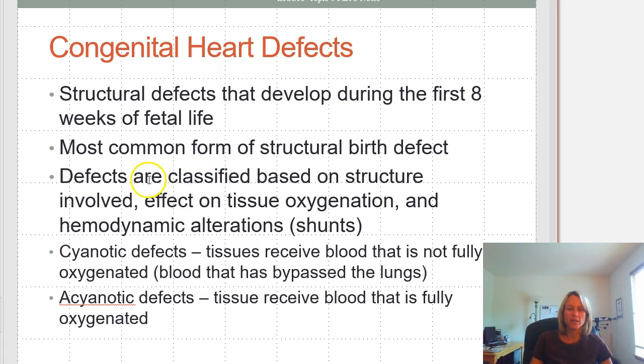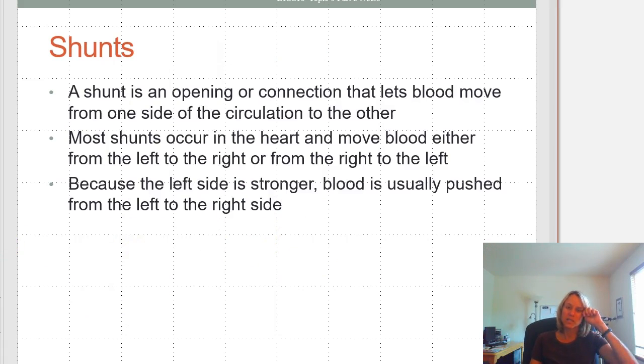It can also be classified based on hemodynamic alterations or shunts. So let's take a look at shunts. A shunt is an opening or connection that lets blood move from one side of the circulation to the other, from the left to the right or the right to the left. Most shunts occur in the heart and move blood either from the left to the right or from the right to the left. But because the left side is stronger, if there's a shunt, blood is usually pushed from the left to the right side.